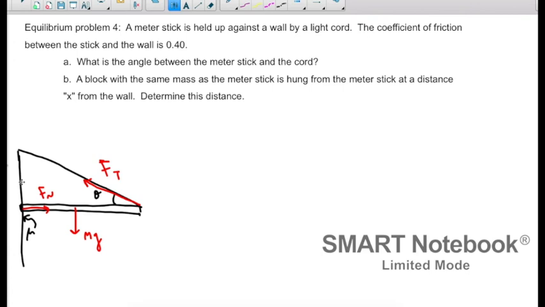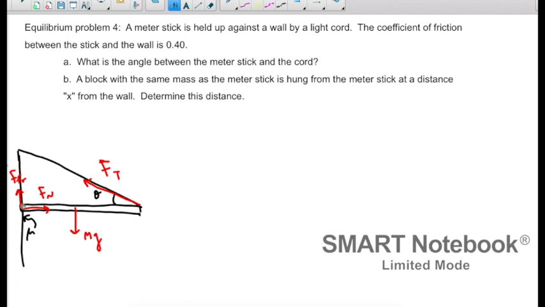Friction always opposes relative possible sliding motion. And I can understand that this meter stick would probably be trying to slide down the wall, so force of friction is probably going up. Sometimes, guys, it is going to be difficult for you to know which way friction is trying to go in these questions. Just pick a way, and then if you end up getting a negative answer, you know that you picked wrong.